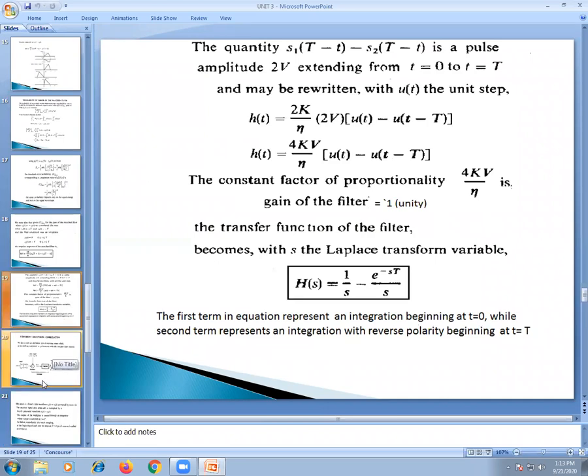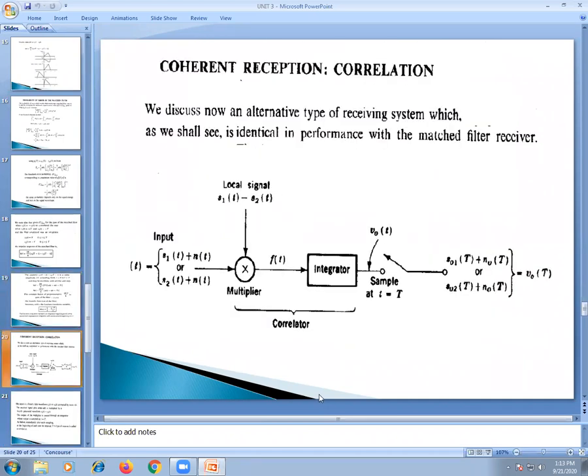Okay, now turn to another concept. It is coherent reception, or correlation. Correlation is the relation between two signals, the input signal and the output signal. If both are identical, that is known as autocorrelation. If the input signal is different from the output signal, that is cross correlation. You know the correlation functions.